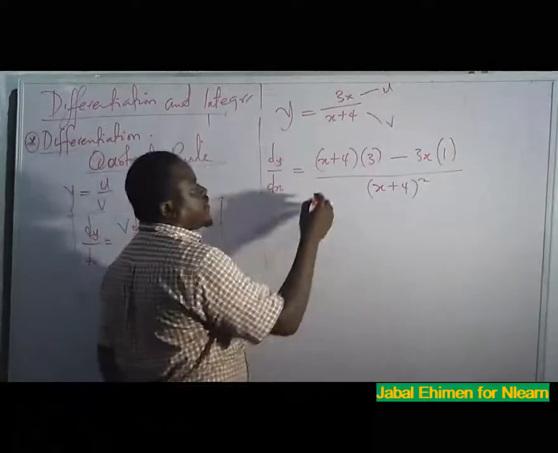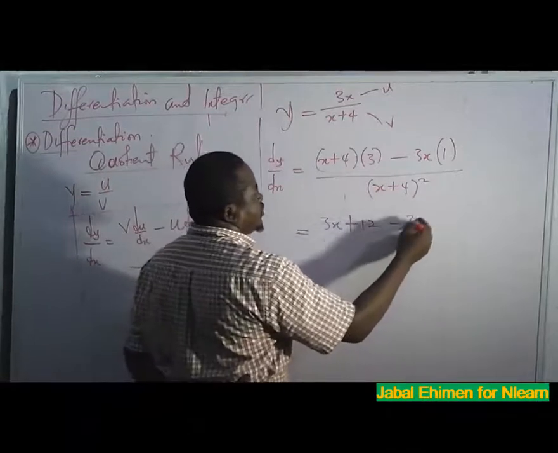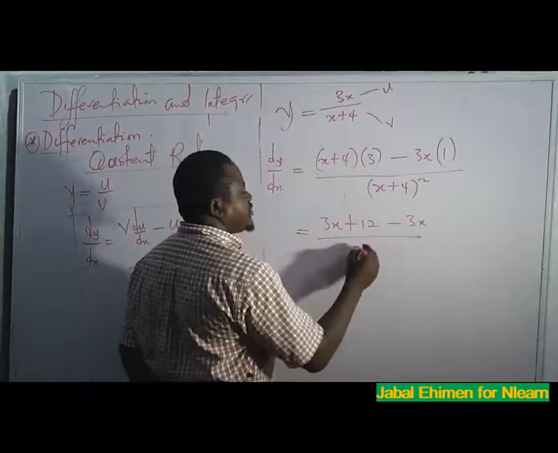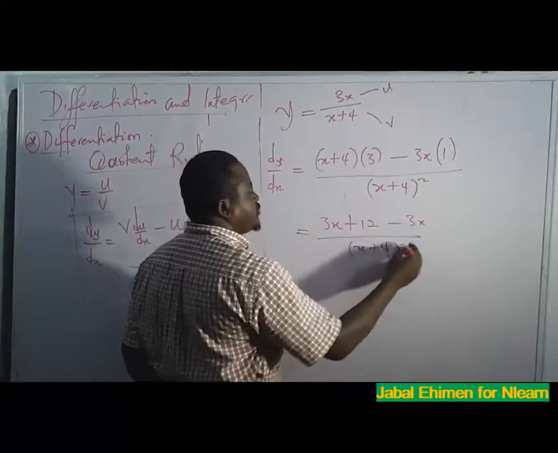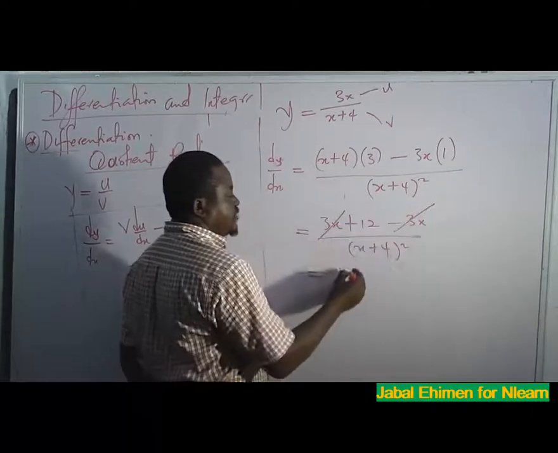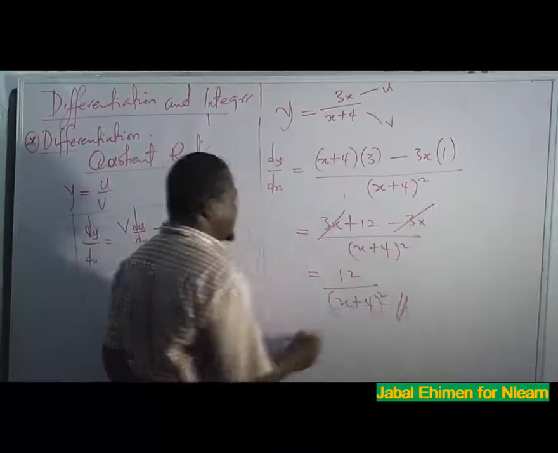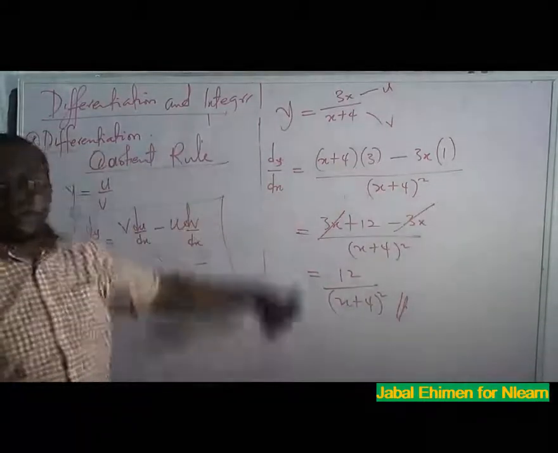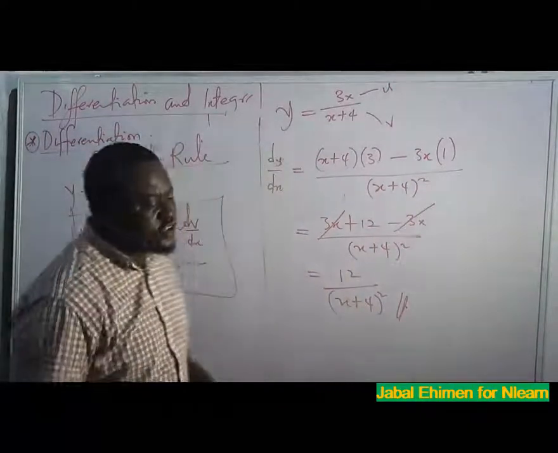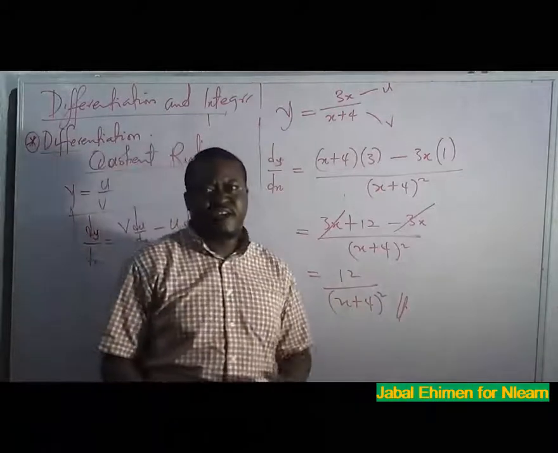So if you take that out, you have 3 times x, that's 3x plus 12 minus 3x, divided by x plus 4 all squared. Finally, that gives me, cancel, that is 12, over x plus 4 all squared. That is the value of dy dx for quotient rule. Now, it's easy to consider some of those basic facts.